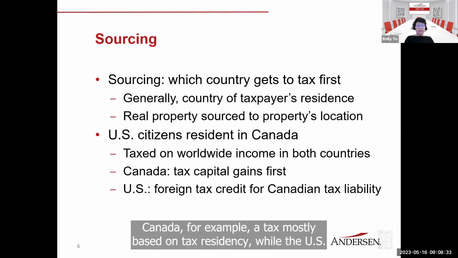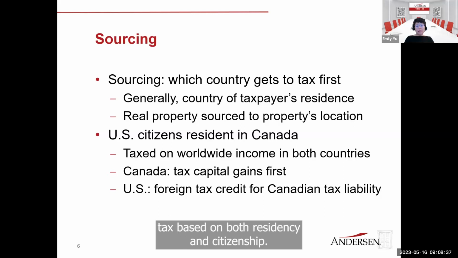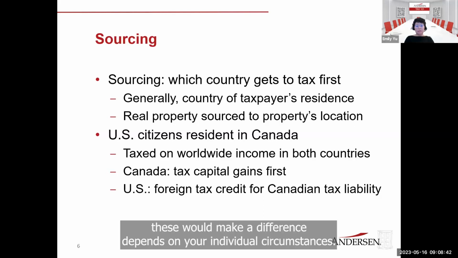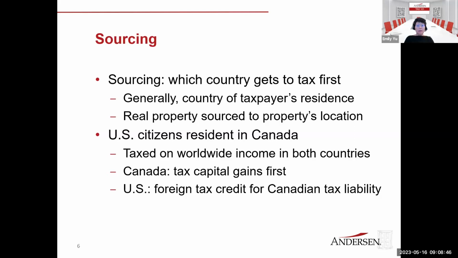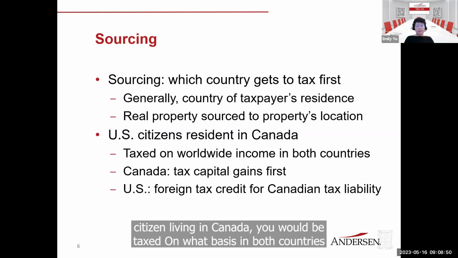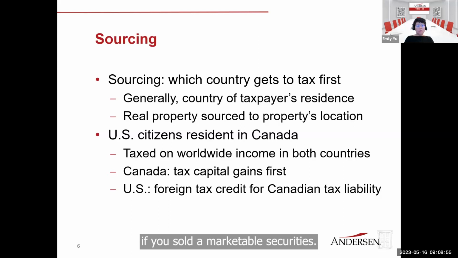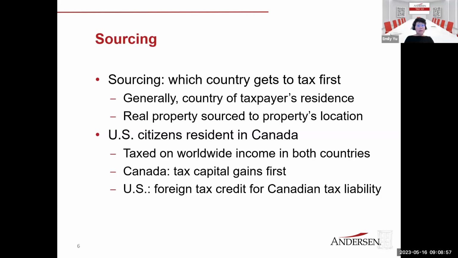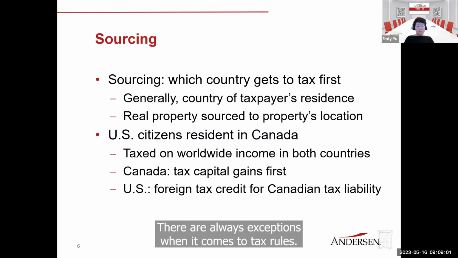Canada, for example, taxes mostly based on tax residency, while the U.S. taxes based on both residency and citizenship. So all these would make a difference, depending on your individual circumstances. But for a U.S. citizen living in Canada, he would be taxed on a worldwide basis in both countries. If he sold marketable securities, Canada will get to tax first. There are always exceptions when it comes to tax rules.